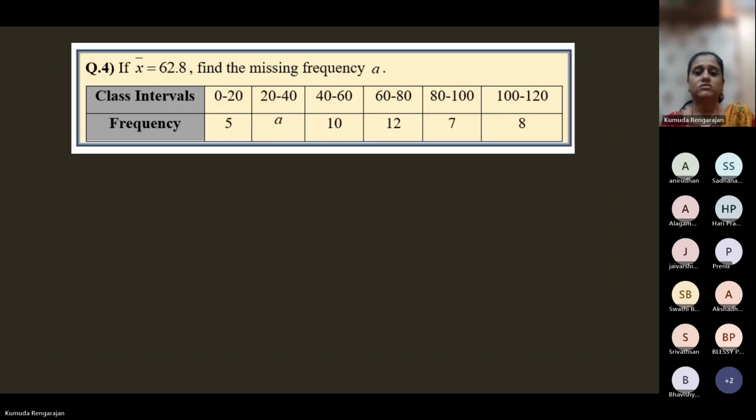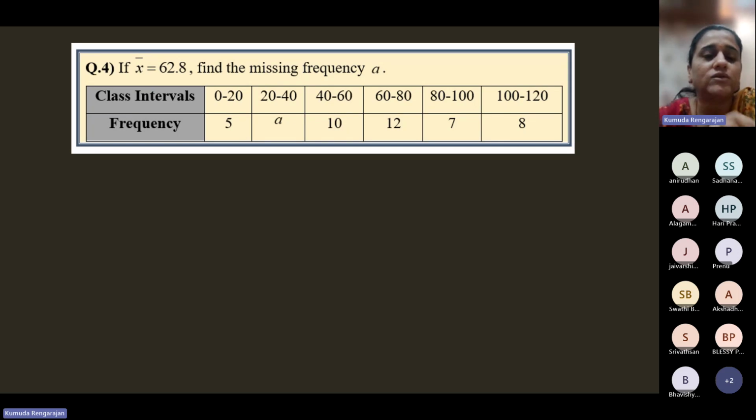Yes, Shiva. So we'll be working this one now in the class. Look at the question. If x bar is equal to 62.8. This one we'll do together. The next one will be a test. You will be trying it and all of you will be getting the correct answer.